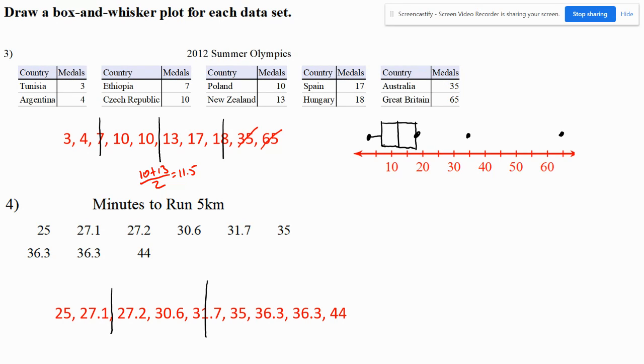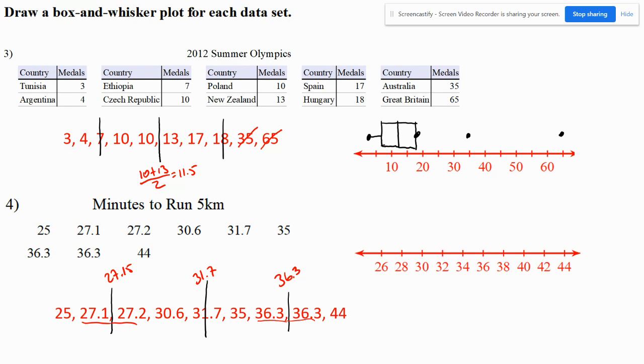From those 4 numbers on the right side, let me split them in half. Now, my quarters, I noticed that quarter 2 is 31.7. So I can easily see that. Now, quarter 3, it's right in between 36.3 and 36.3, right? When the number repeats, I'm going to call this 36.3. Now, for my quarter 1, I'm going to have to add the 2 numbers, 27.1 plus 27.2. And my result, I'm going to divide it by 2. And that gives me 27.15.